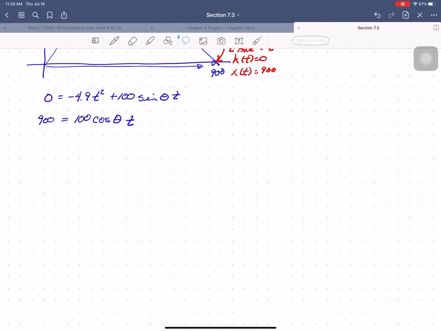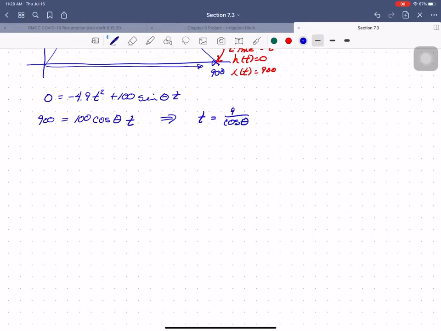All right, we've got a couple of options here. No matter what I do, things are going to get a little bit ugly, but let's do some algebra. Let's take the second equation and solve that for time. Yes, that'll work. So time is going to equal 9 divided by cosine theta. Hopefully you can get to that point. I just divided both sides by 100 cosine theta. 900 divided by 100 is 1.